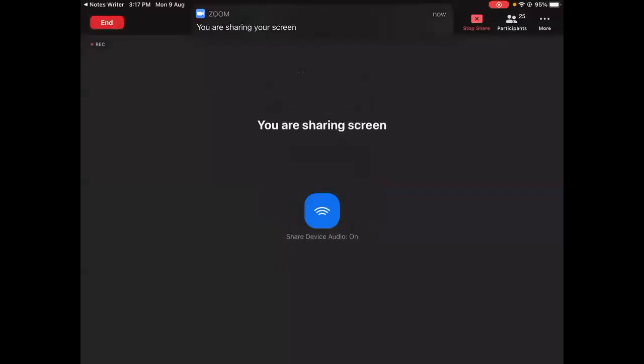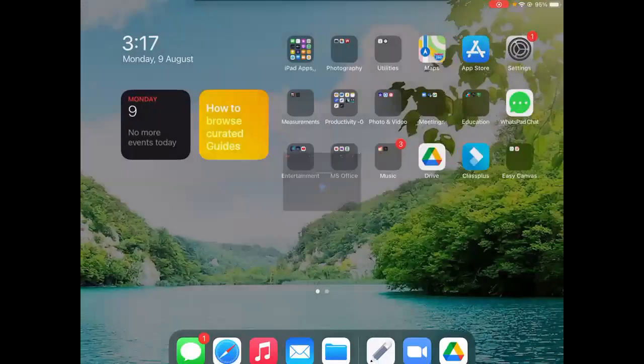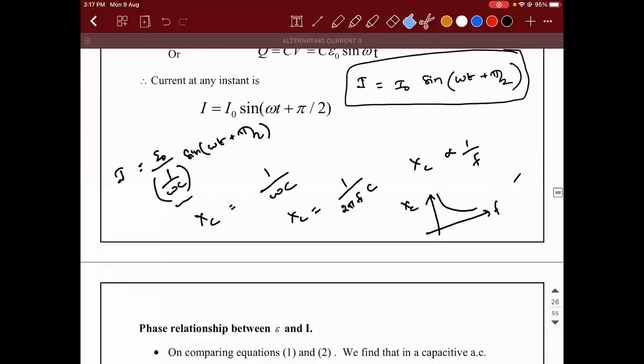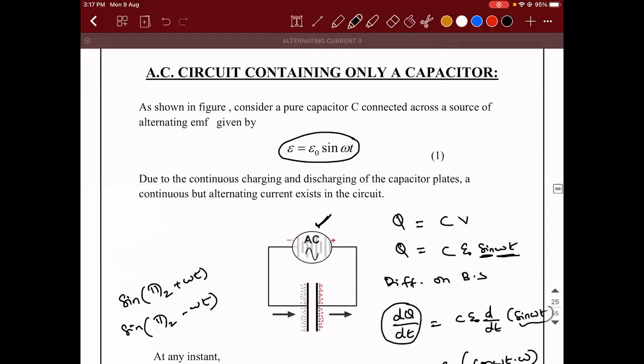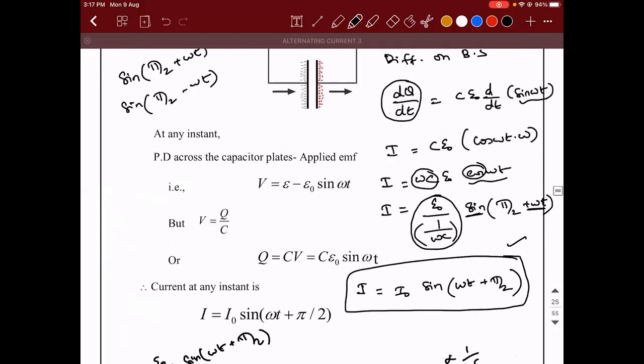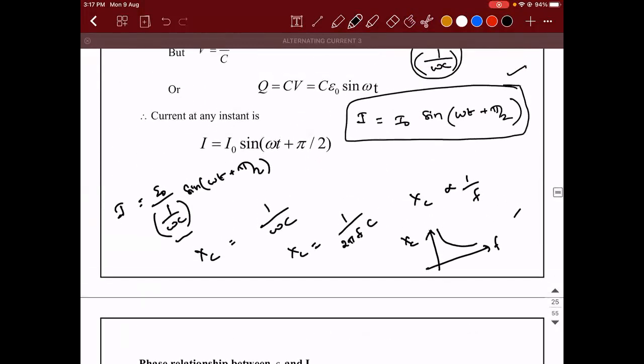Last class we were discussing the phasor diagram and I explained it for two concepts, right? What were the two concepts that we saw? What will happen when an AC source is connected across a resistor and a capacitor? I hope you remember this. So, AC circuit containing only a capacitor. Can someone confirm, did we complete this topic?